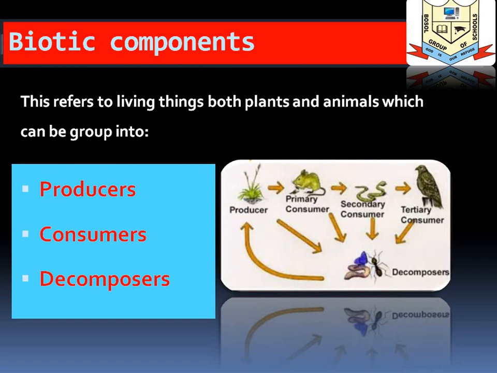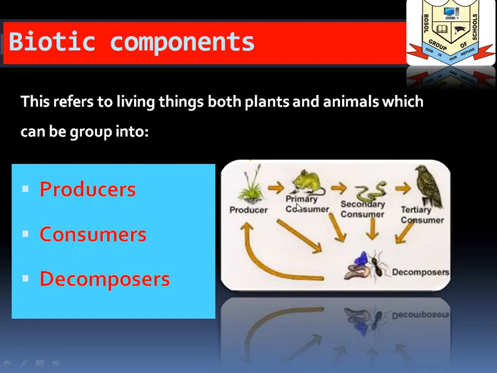The producers are the organisms that produce food by themselves. They don't need to depend on other organisms. They manufacture it. Organisms that fall within this category are the green plants and some bacteria, which manufacture food for themselves through a process called chemosynthesis. The next group of these living organisms are the consumers.